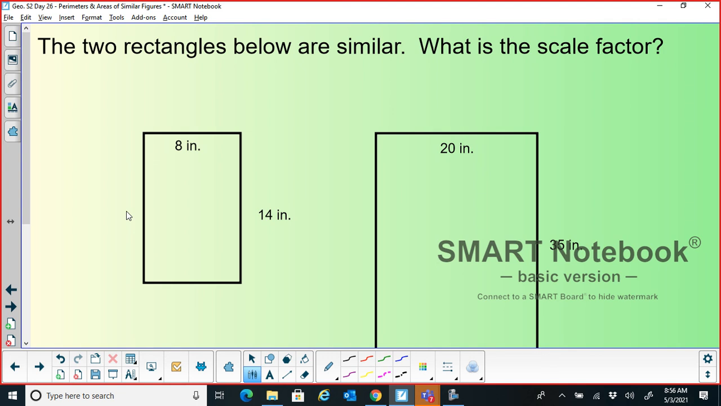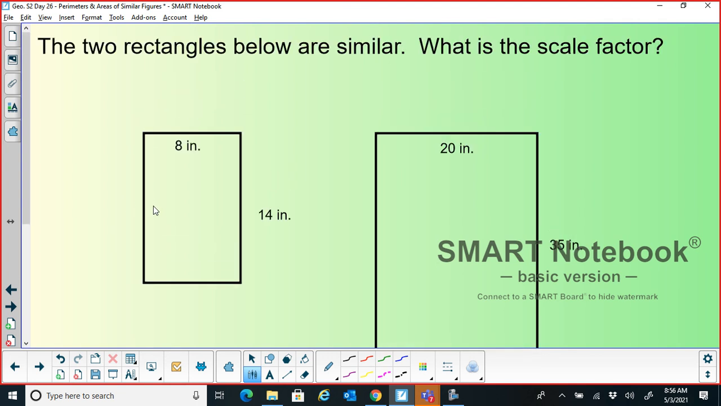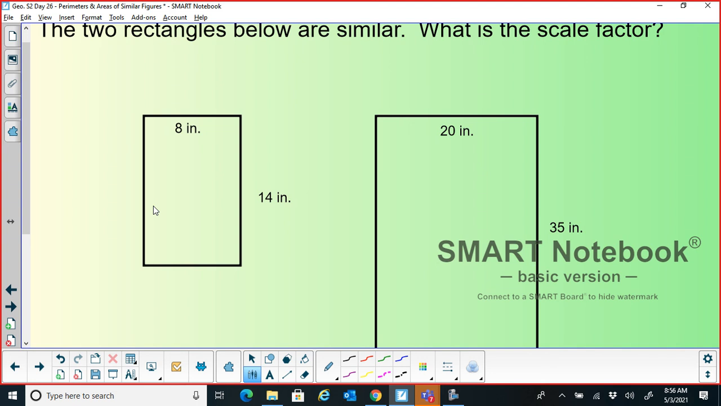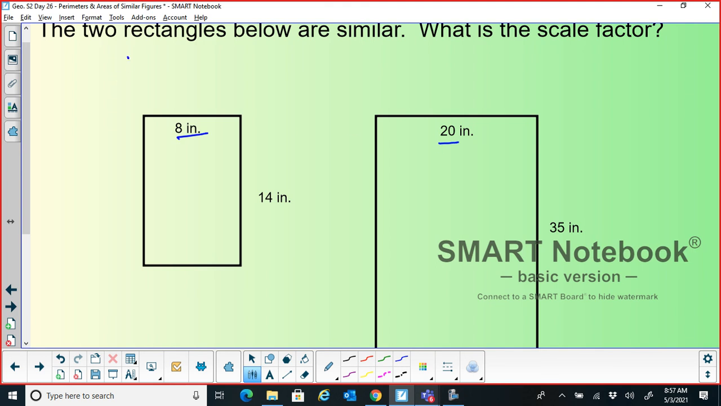The two rectangles below are similar. What is the scale factor? Use your chat to tell me what the scale factor is for these two rectangles. I can get two scale factors. One of them is by comparing this side with this one, so let me do 8 divided by 20 because they are corresponding sides. If I do 8 divided by 20, I get 0.4. In the same way, if I do 14 divided by 35, I get 0.4.